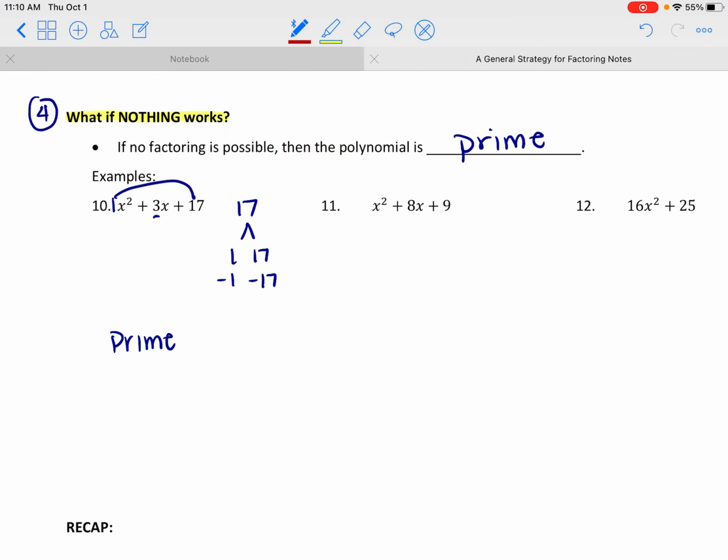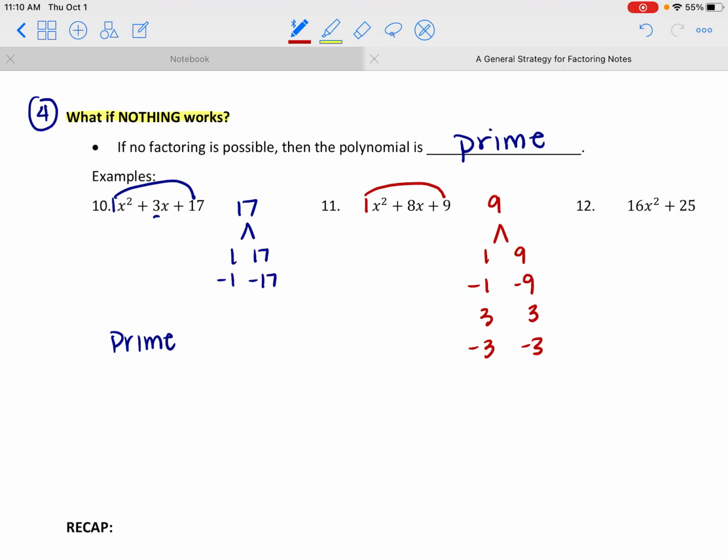Okay? Number 11 is not as obvious, so be careful. Again, terms are in order, no GCF. If I try to use bottoms up here with these 3 terms, I'm looking for factors of 9, which would be, let's see, 1 and 9, or -1 and -9, or 3 and 3, or -3 and -3. Those are the only ways to get a positive 9.